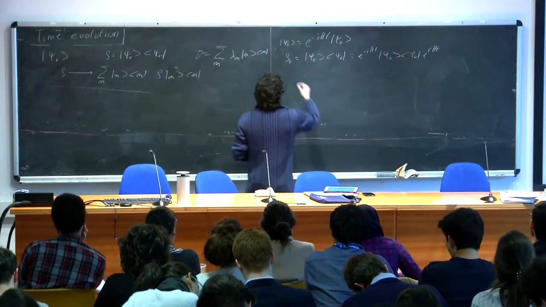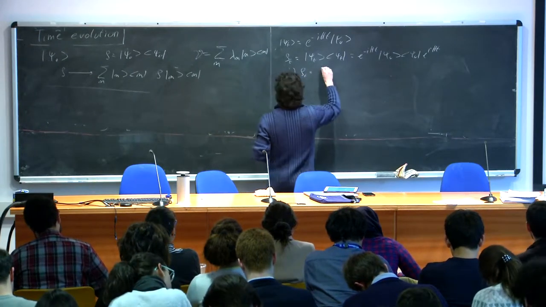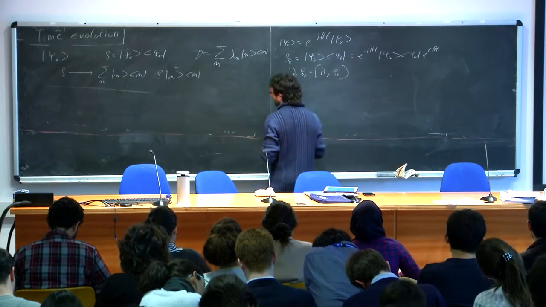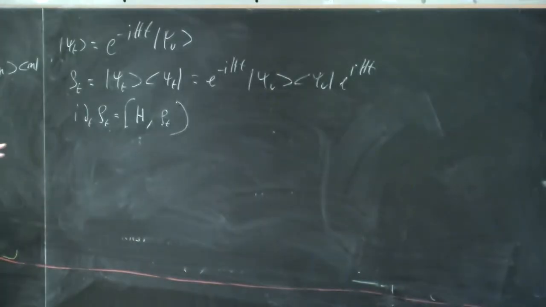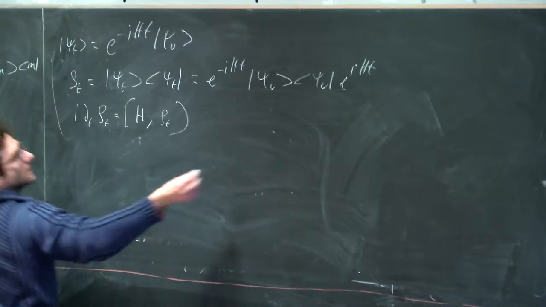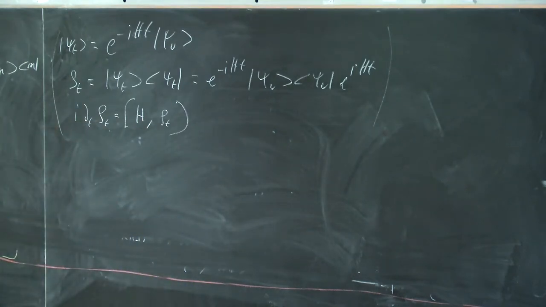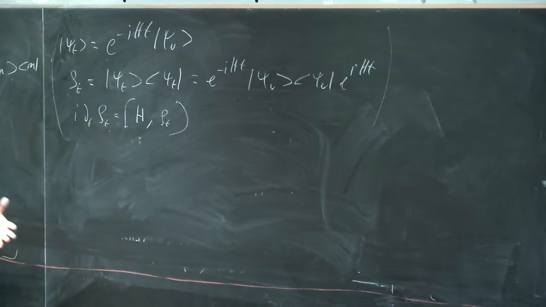If you're interested in the equation that is satisfied by the density matrix, it's the same equation satisfied by the operators in the Heisenberg picture, but with the opposite sign. This is just because I forgot to tell you this. This assumes that we are considering the density matrix of the entire system.